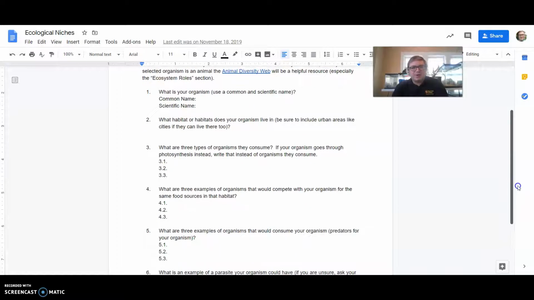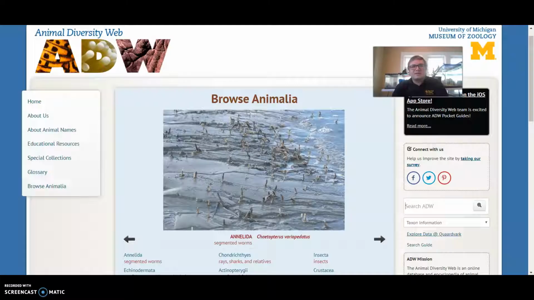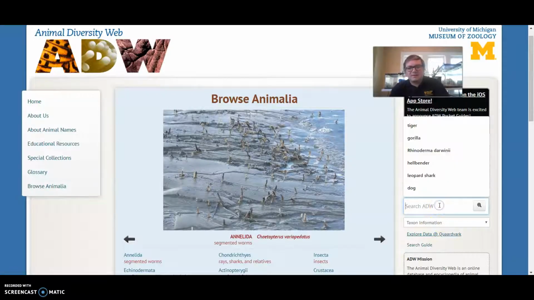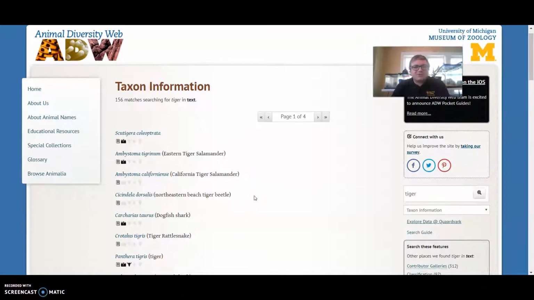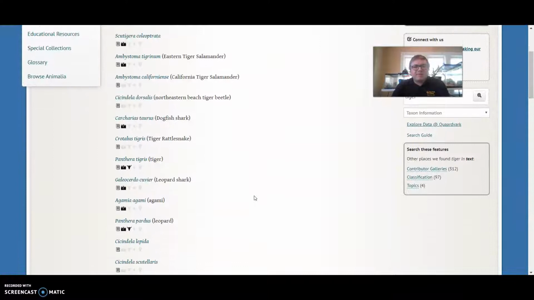So your first question right off the bat is, what is your organism? Using both a common and scientific name. So we'll put the common name here and the scientific name here. So let's say that we were looking for a tiger. So again, you have to be careful when you're looking here at your search results. Something like tiger will come up with things that are named after tigers, like a tiger salamander or the tiger rattlesnake. But here we see just tiger by itself, Panthera tigris.